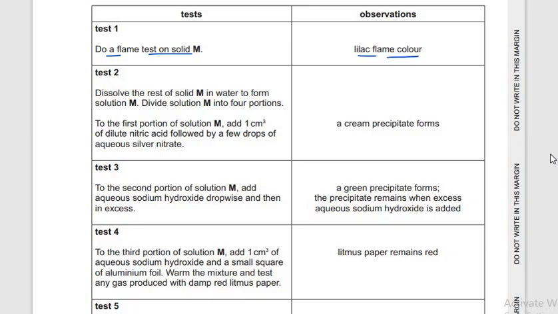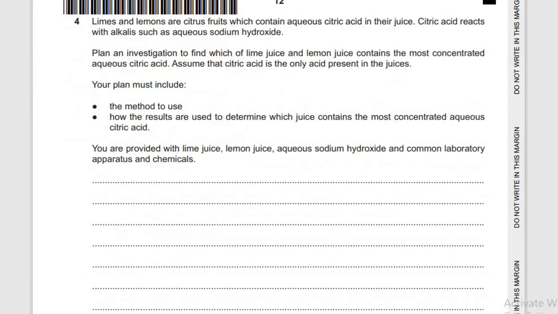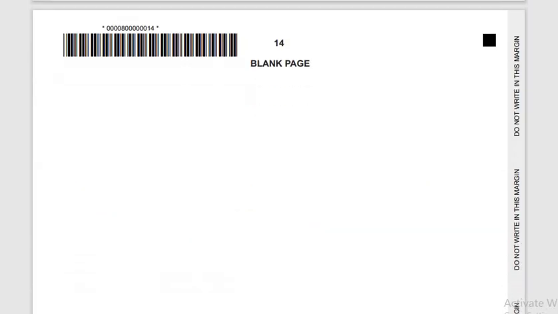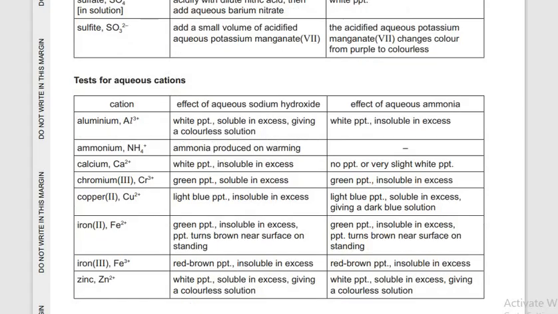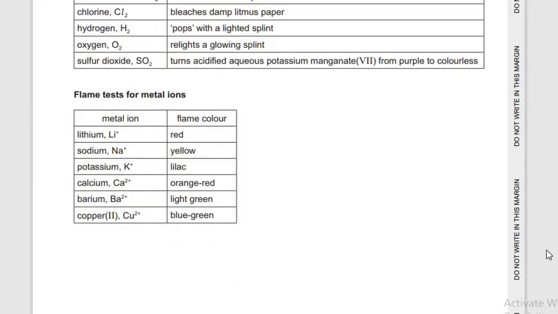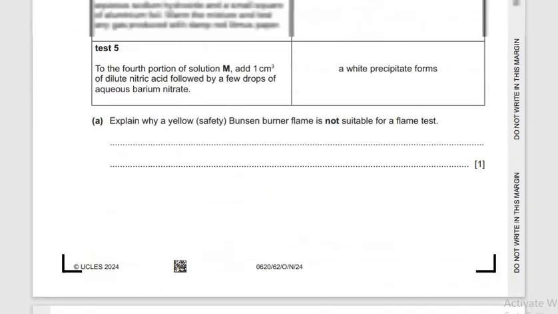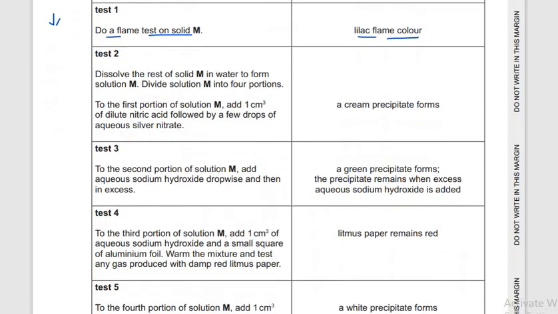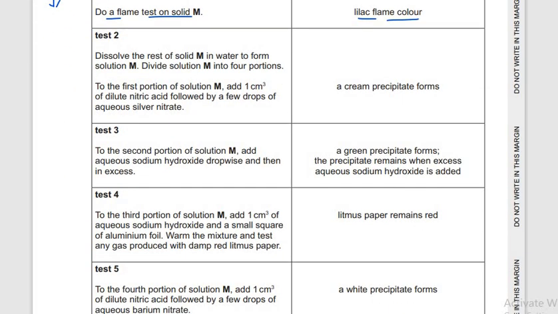Now there is the table given for the qualitative analysis in the last pages of this paper. You can see here at the bottom the lilac flame. Let's see where is the lilac flame given here. Okay, here is the cation anion test given, the flame color also given, and you can see that the lilac color flame is given for the potassium ion. So let's see our question ahead. Okay, we can see that solid M contains potassium ion.